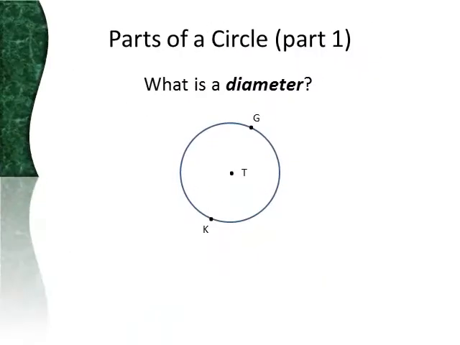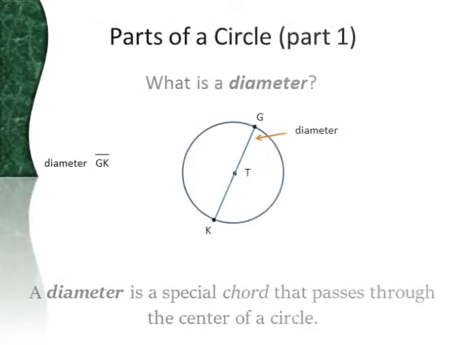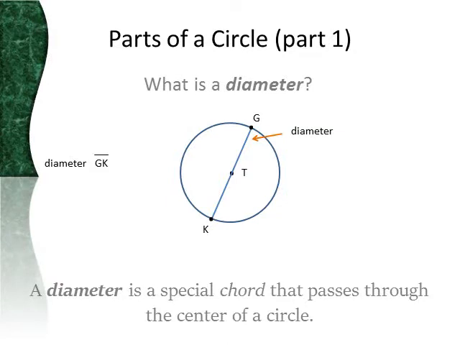Another part of a circle is called diameter. A diameter is a special chord that passes through the center of a circle, so it needs to be in agreement with the definition of a chord. A diameter is actually the longest chord of a circle, and like a chord, a circle contains an infinite number of diameters. Awesome! The diameter illustrated here is called diameter GK or KG.